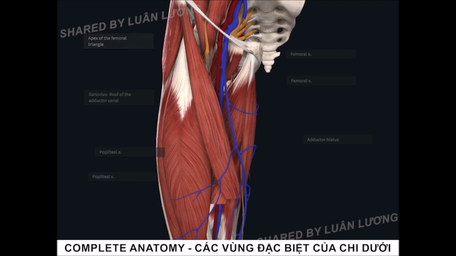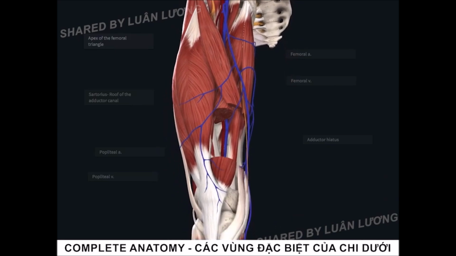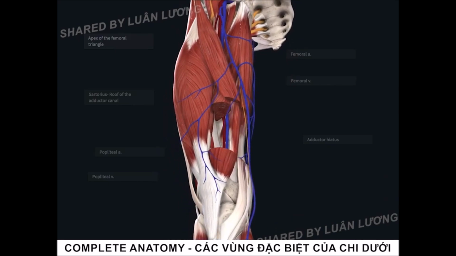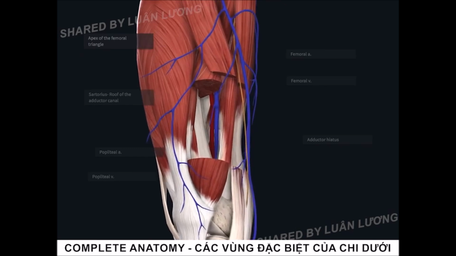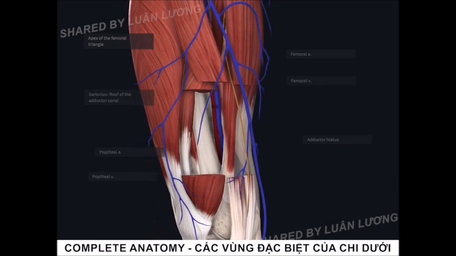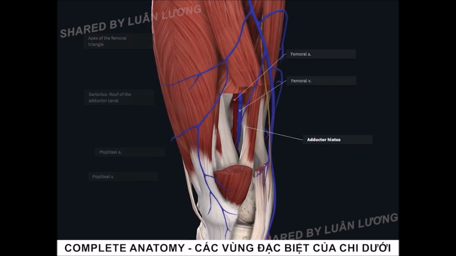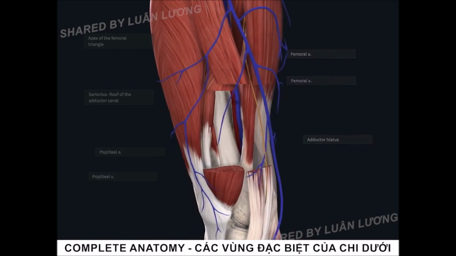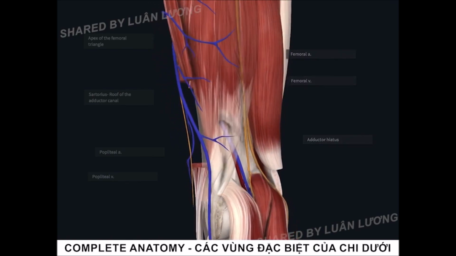So beginning at the apex, passing inferior and deep to the sartorius muscle, these vessels are going to continue until they pass through an opening within the adductor magnus, known as the adductor hiatus. So here we can see that the adductor magnus, a large adductor of our thigh, is going to have two different components. There's going to be the adductor portion, more superiorly and medially, and a hamstring portion that will attach more distally. These two attachments are going to create an arch, or essentially create a window that these vessels can pass through.